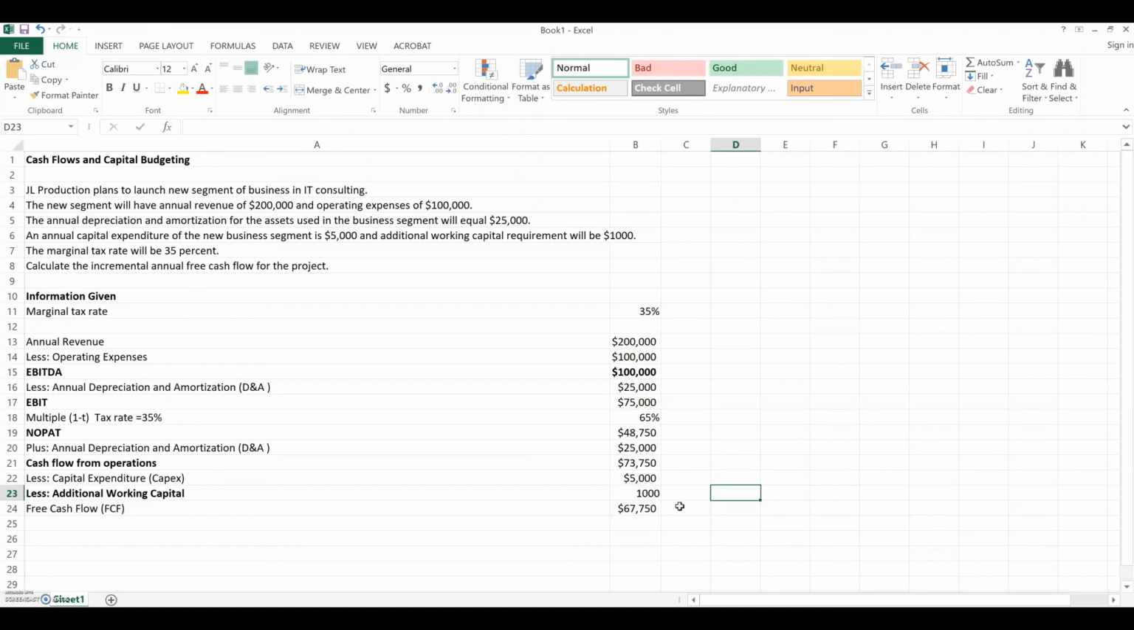So remember, free cash flow measures a company's financial performance. Now, you can see that there is a positive value, right? Which is indicating a good signal about the company. So they have the free cash flow amount of $67,750.